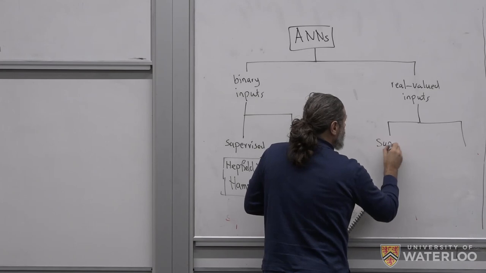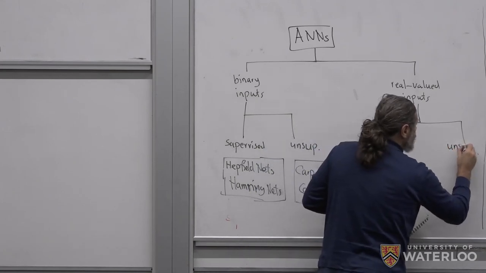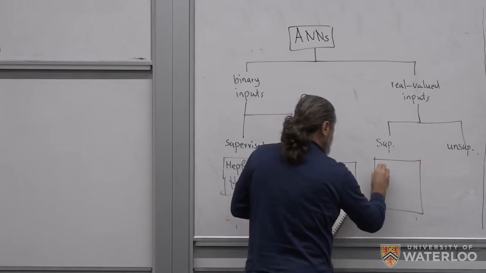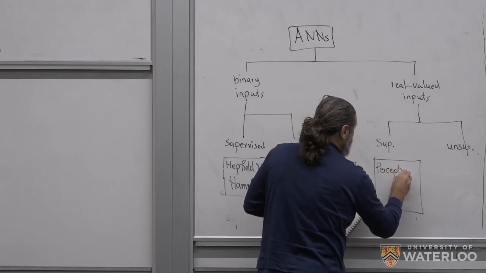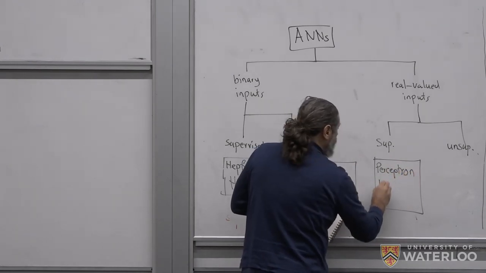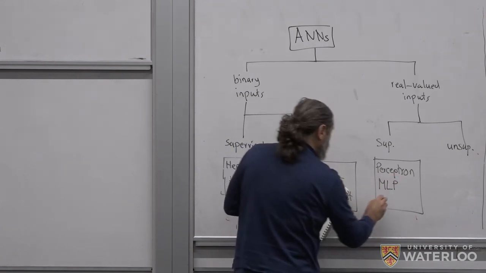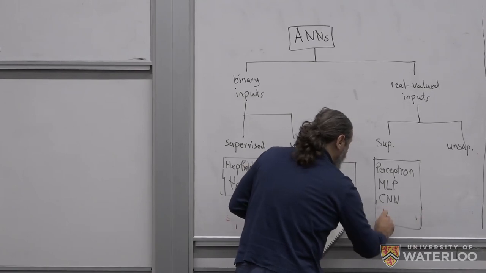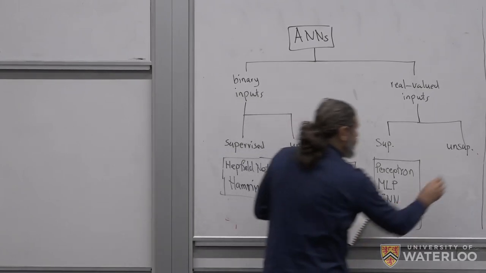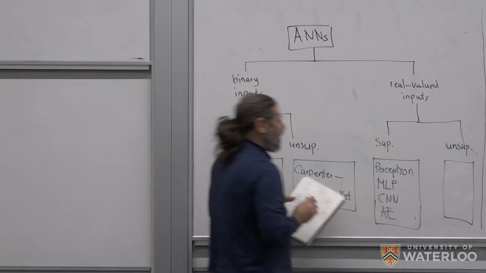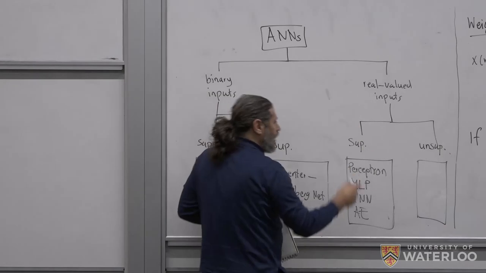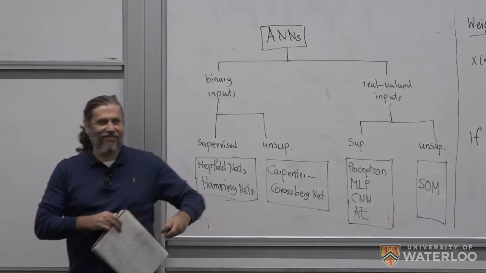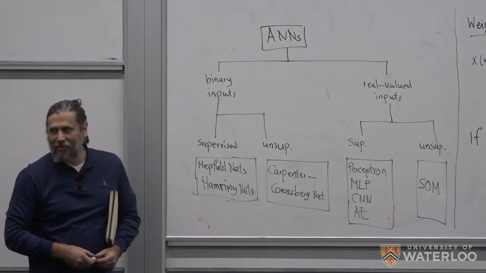Again, we have supervised and unsupervised. In the supervised category of real-valued networks, we have Perceptron. We have multi-layer Perceptron, or MLP. We have CNN. And we have Autoencoders, AE. Here in the category of unsupervised learning with real valued, we have the Lonely Fighter SOM. I like SOM. I just like people who fight alone.